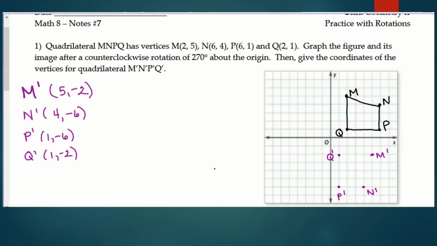All right, I would say we're looking pretty good, you guys. Now, could we have applied the rule here? Absolutely. If you would rather memorize the rules versus just turning your paper, it is completely up to you. Hopefully we will end up in the exact same spot. But this is our original figure, MNPQ, rotated about the origin, counterclockwise, 270 degrees. All right, let's move on to number 2.